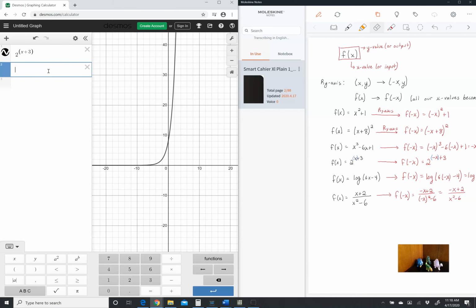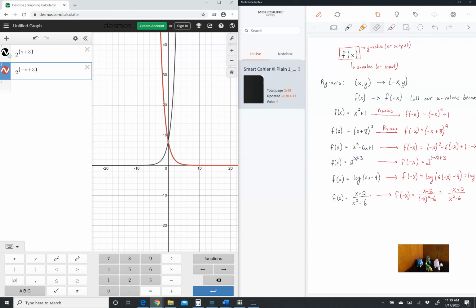And then we'll do 2 to the negative x plus 3. And you can see the y-axis is clearly a reflection here. The black one crosses the y-axis, so the red one will also cross the y-axis, okay? But this y-axis is a line of symmetry between the two functions.